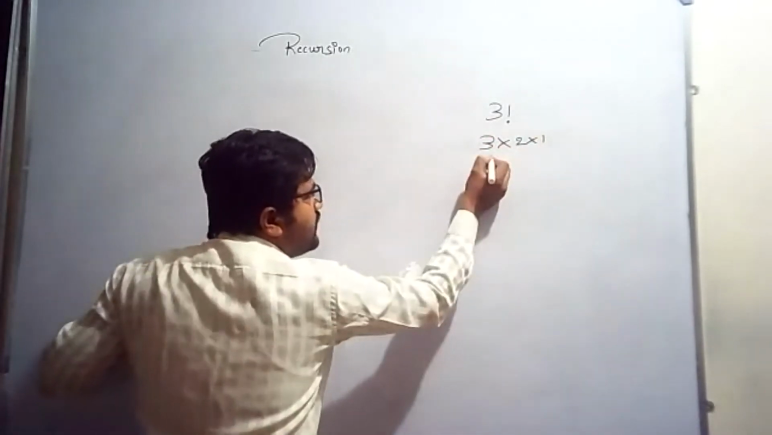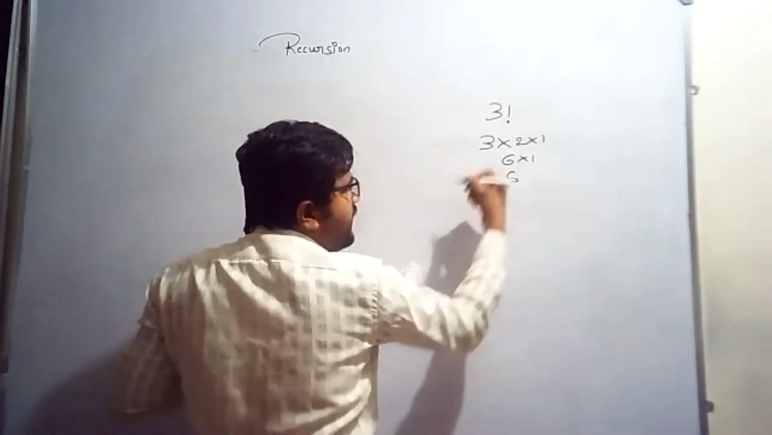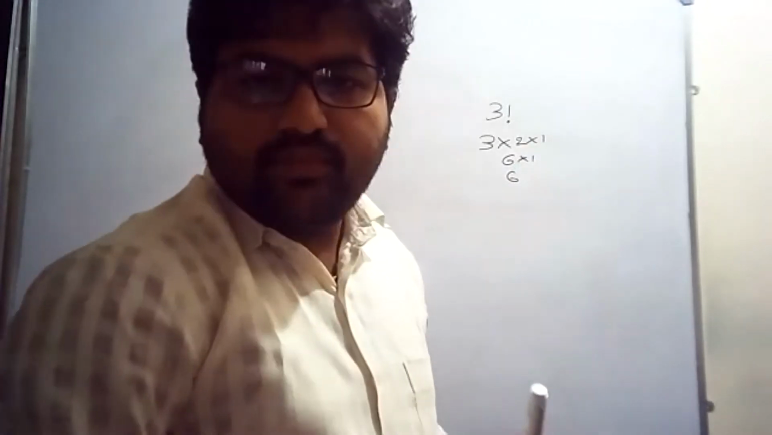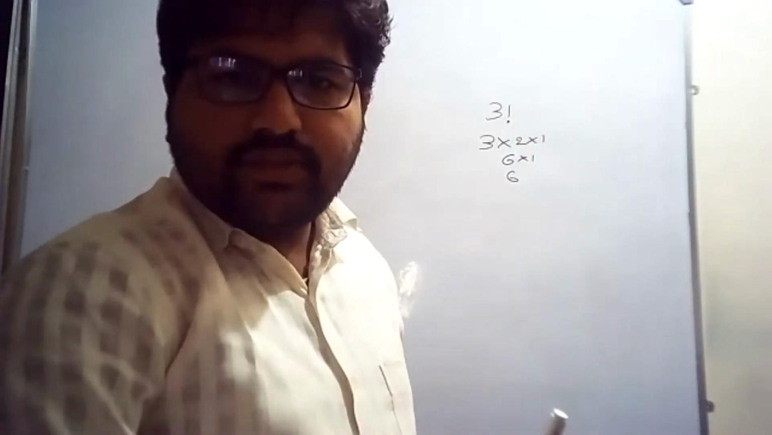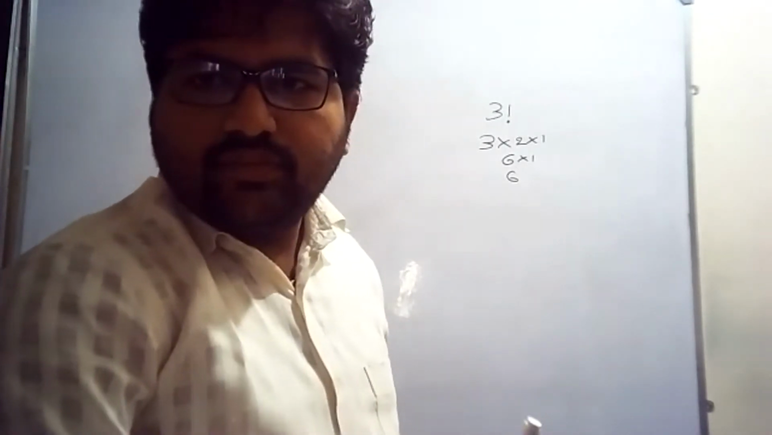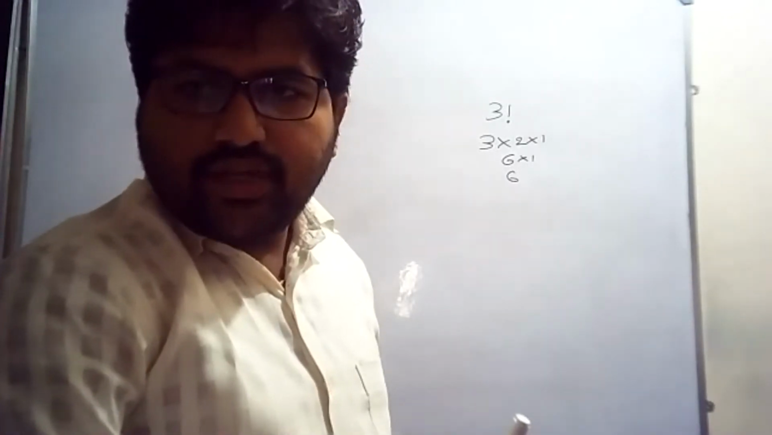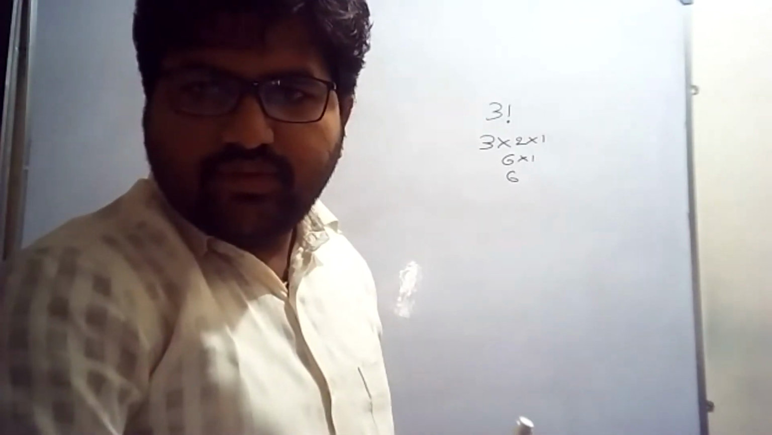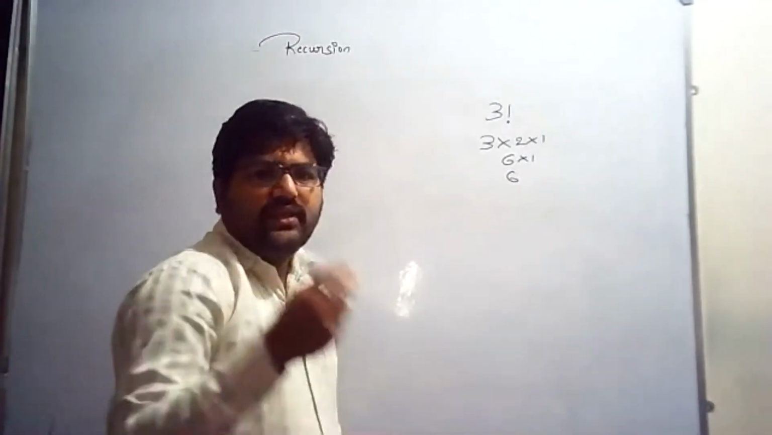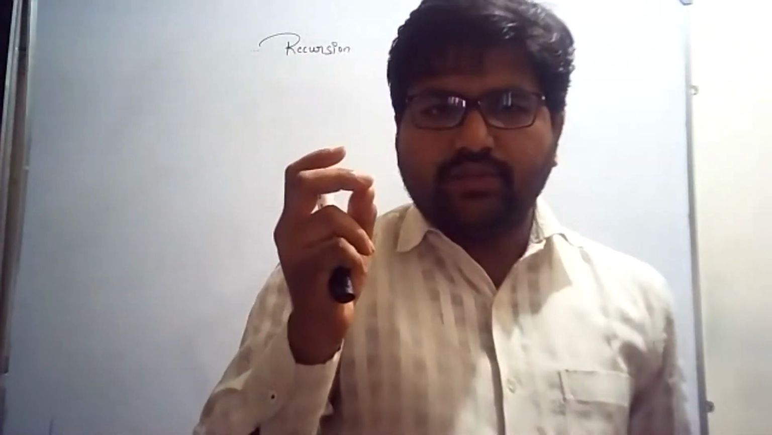That is 2 3s are 6, 6. 3 factorial is 6. Am I right? Dear students, are you there? So I can write this program in two ways. One is iterative, another one is recursive.